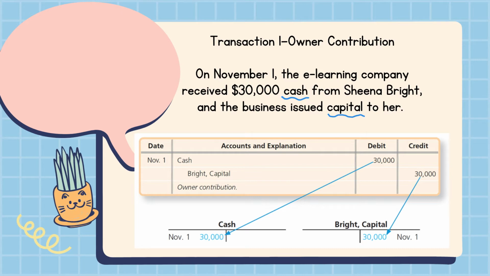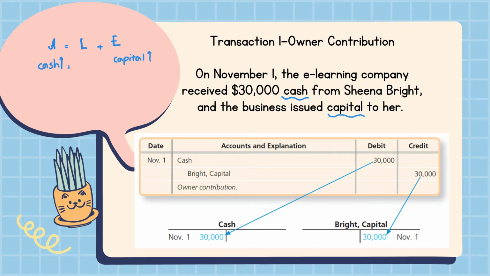So this is my accounting equation. Assets equals liabilities plus equity. Cash is under assets and capital is under equity. Now, since the company received cash, my cash increased. And also capital increased my equity because it's positive.